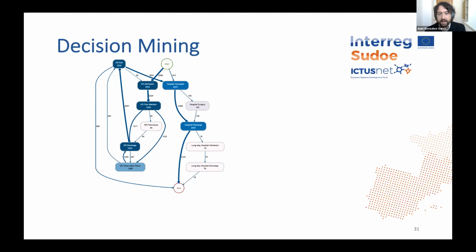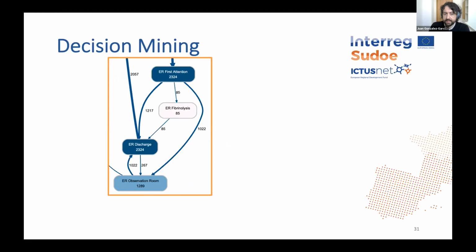For further work, we are working on decision mining. Decision mining is an even finer view of the process. For example, if you zoom here, you see that in the urgent care first attention, there are these three arrows that go outside this node. First, it goes to the discharge, the second one to the fibrinolysis, and the third one goes to the observation room.